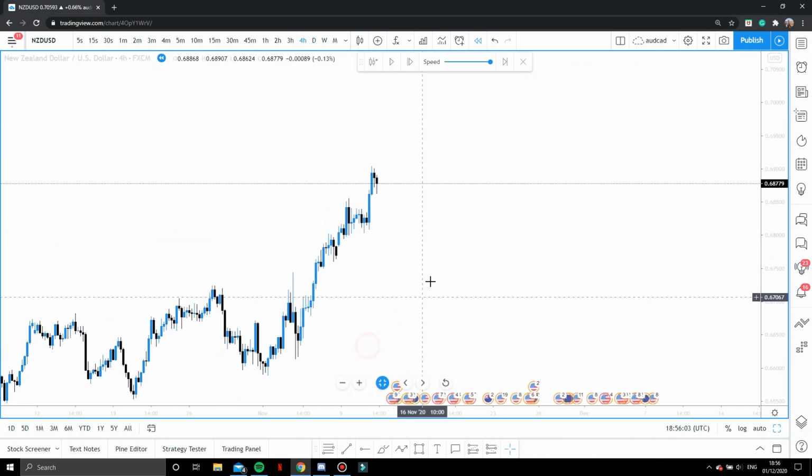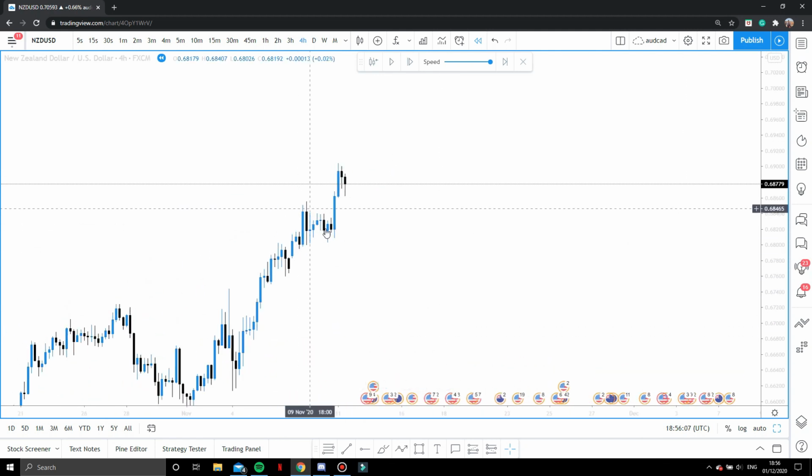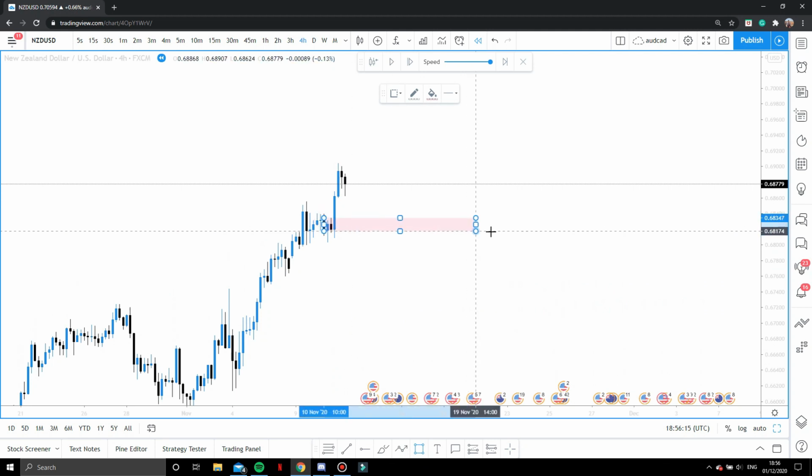So we go to the 4 hour, and what can we see? Now this is a lot more clear, right? So what can we see? We can see an impulsive move which broke structure, but then if we look down, we can see our order block. So that is our point of interest, right?